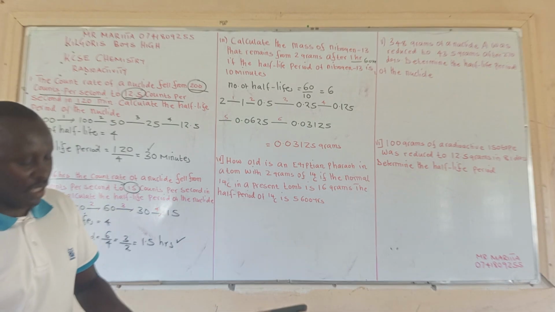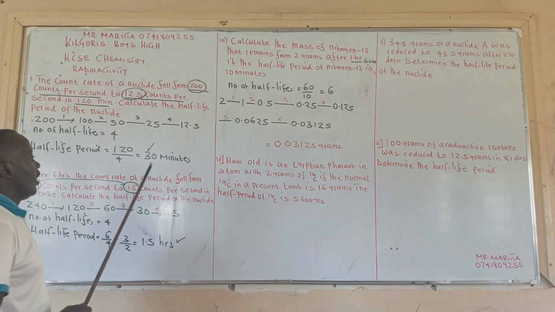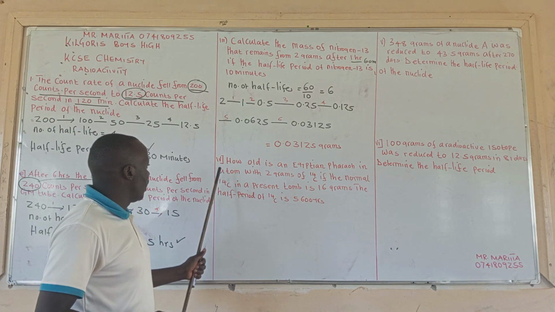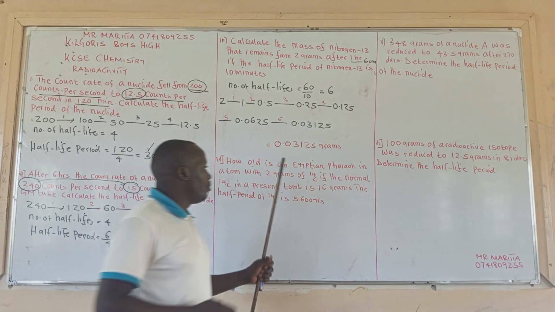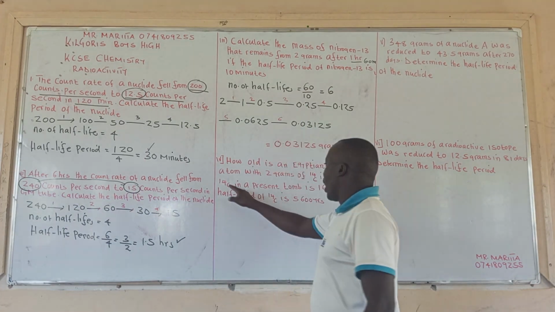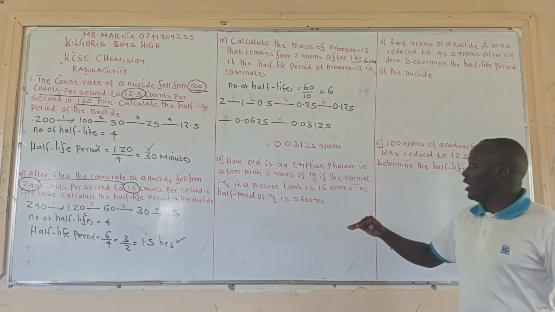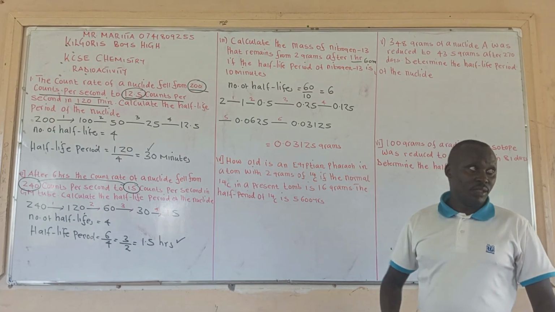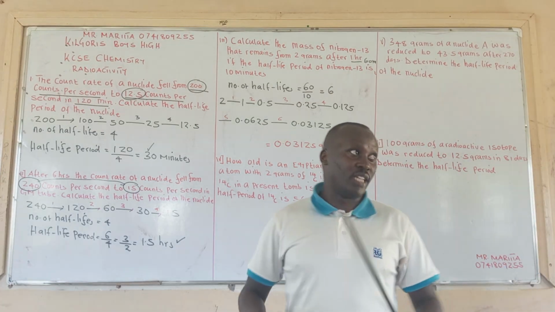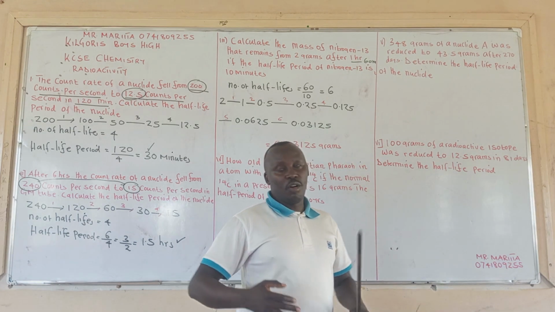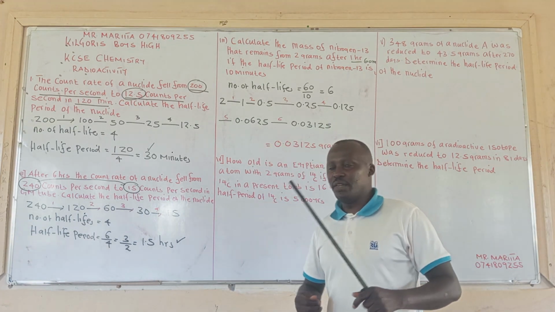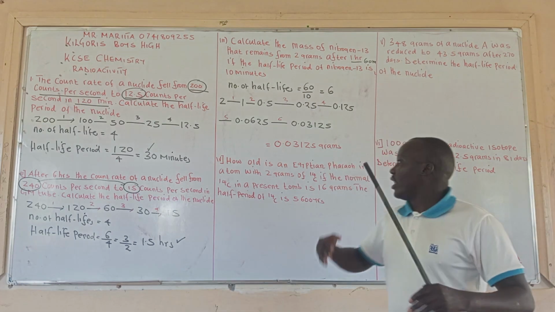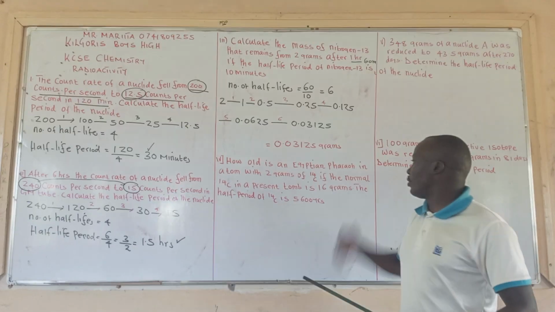So we proceed to another question here. How old is the Egyptian pharaoh in the tomb with 2 grams of carbon-14, if the normal carbon-14 in the present tomb is 16 grams? The half-life period of carbon-14 is 5,600 years. One application of radioactivity is carbon dating, so in this case we want to see how old this pharaoh is.